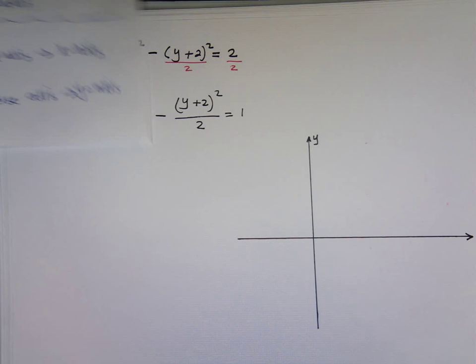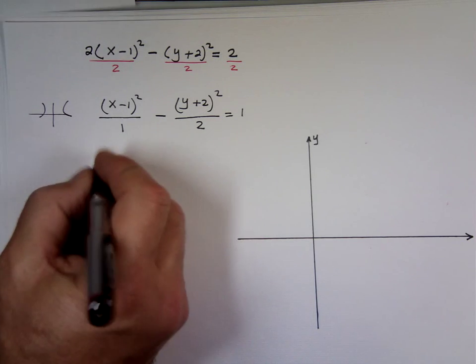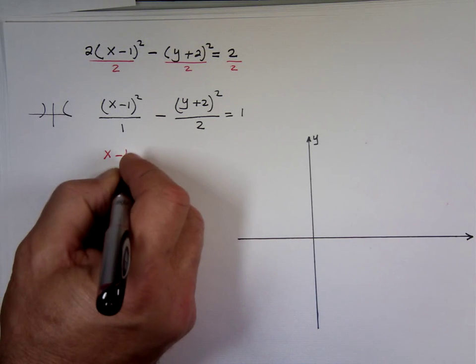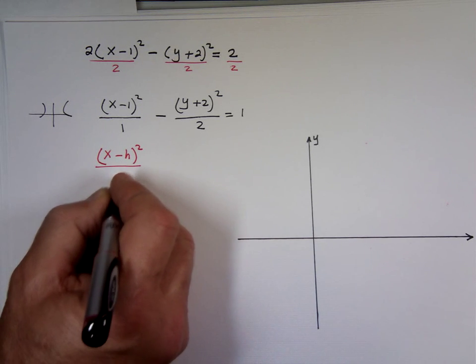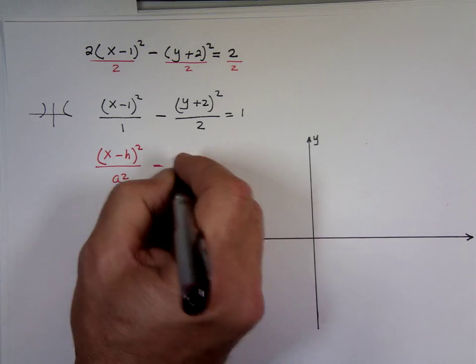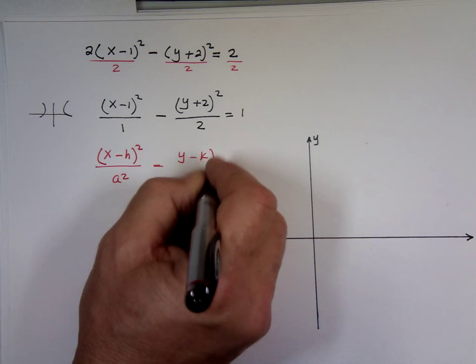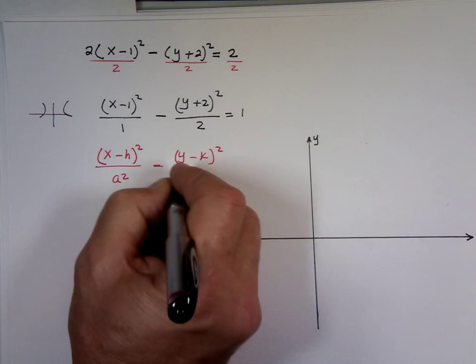There we go. So since it's left and right, it's going to match this one: x minus h squared over a squared minus y minus k squared over b squared.